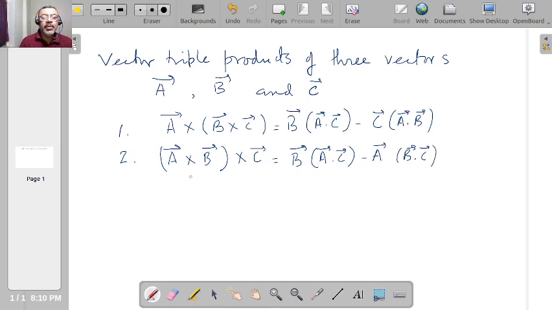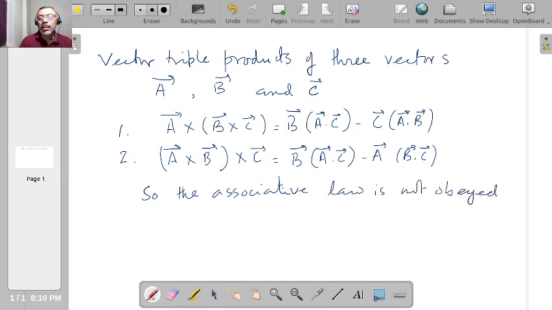Therefore, these two products are not equal. So, the associative law is not obeyed by the cross product.